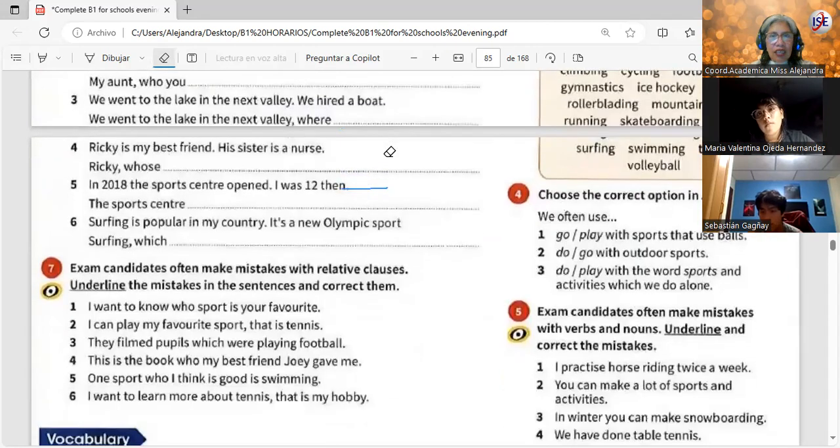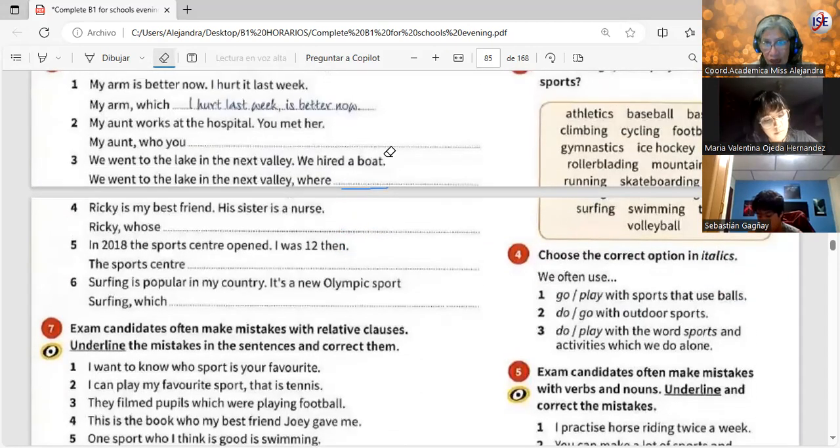Okay. So the pairs. Oh, wait, Maria Valentina is trying to get in again. Okay, give me a second. Let me check if she's here again. Yes. Let me bring her.